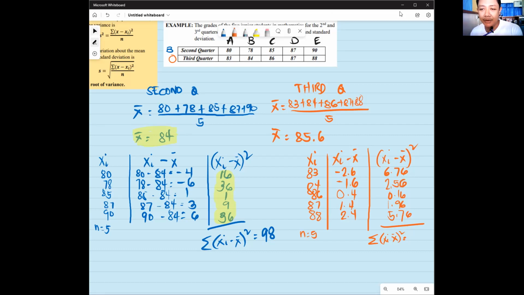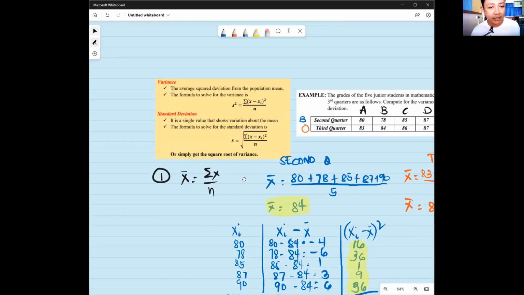Okay, now add them all. 6.76 plus 2.56 plus 0.16 plus 1.96 and 5.76. Very good. So the answer is, let's wait for the rest. Some are still pressing the values in their calculators, correct? Nice. So we have here 17.2. 17.2. And now, let's move on with the real thing.